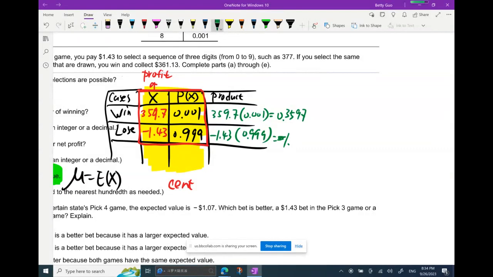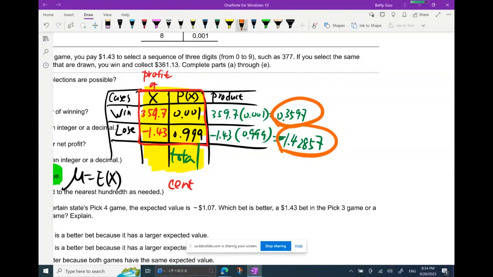It's negative 1.42857. Okay, and then you are going to add those two things up. Add this one and this one together. Be careful, the second value is a minus. Okay, yeah, minus.